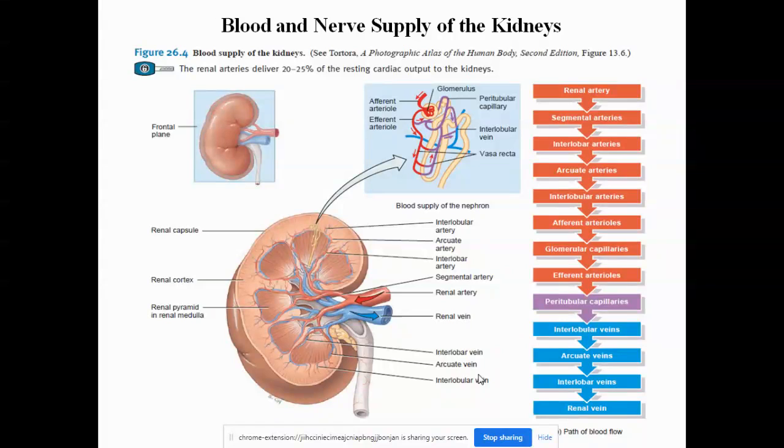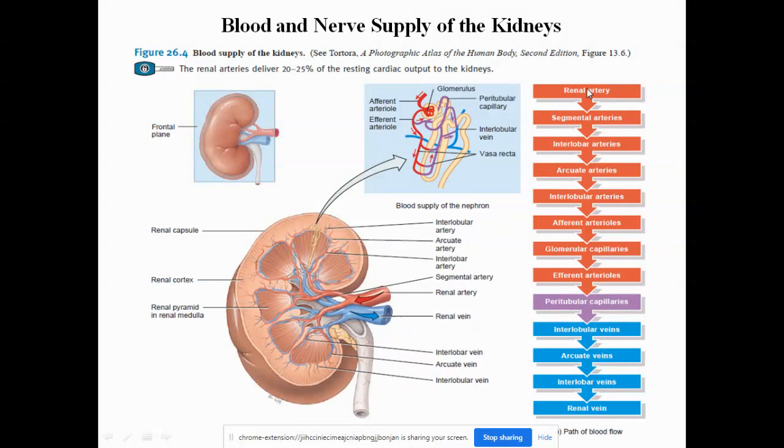Now let us look at the blood and nervous supply of the kidneys. This picture shows the frontal plane of the kidney. You can see the renal capsule, the renal cortex, the renal medulla, which contains the pyramids, and the different regions of the blood vessels. The small portion is enlarged here, showing the nephrons. The nephron consists of the Bowman's capsule, glomerular capillaries, afferent and efferent arterioles, followed by the peritubular capillaries and the vasa recta blood vessels.